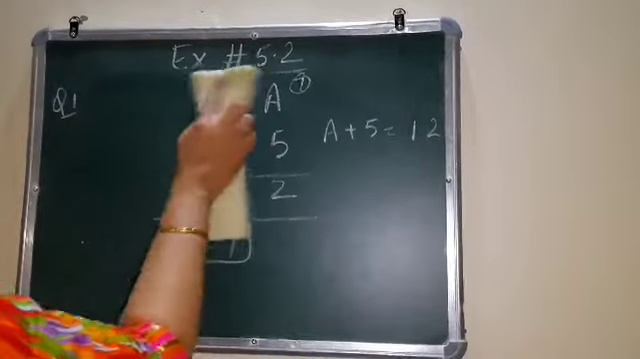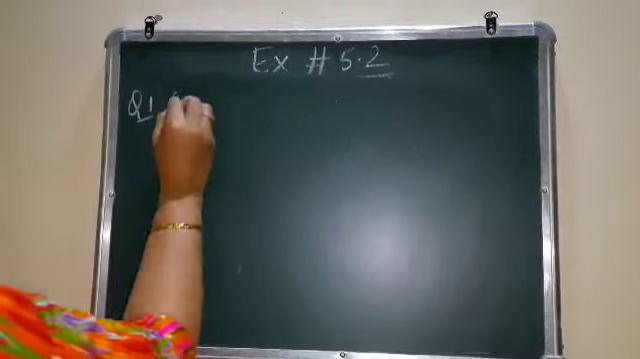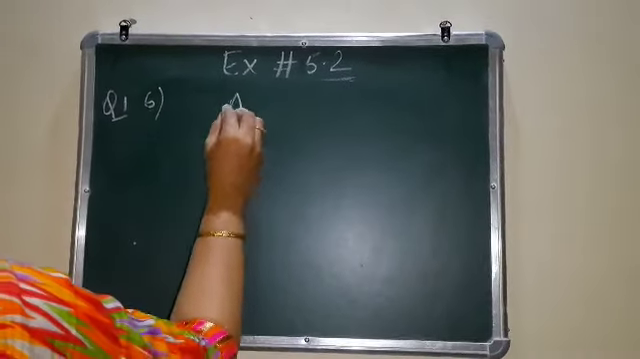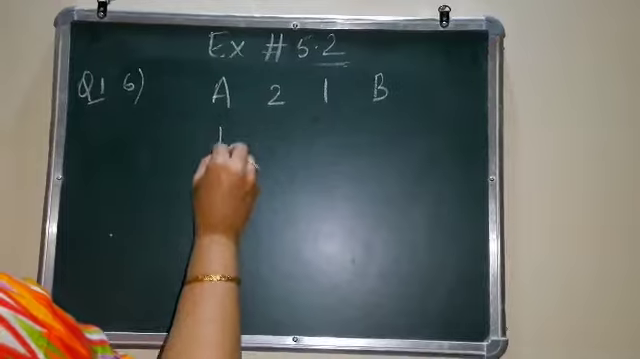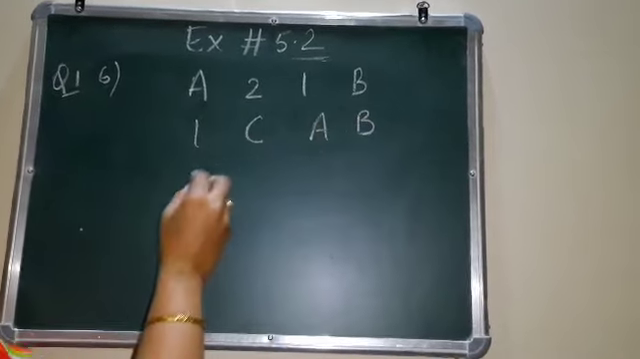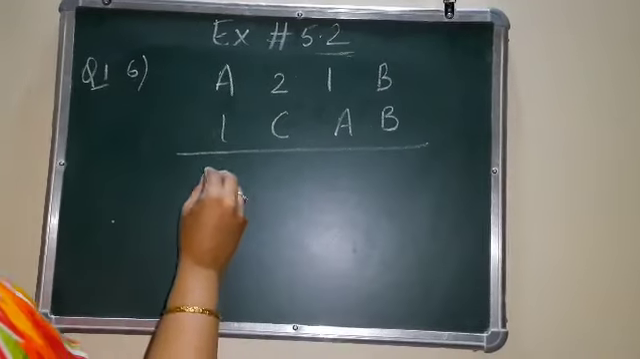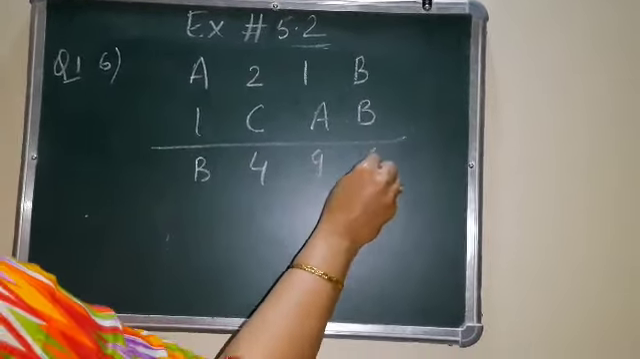Next, I am doing 6th part of question number 1. 6th part. So it is A, 2, 1, B. Then 1, C, A, B. And your answer is B, 4, 9 and 6.